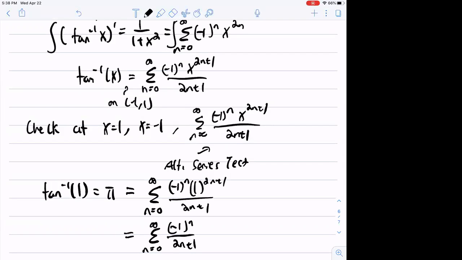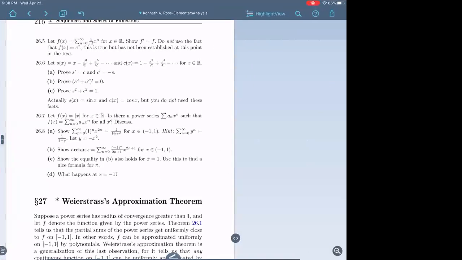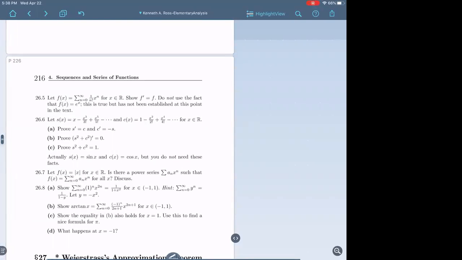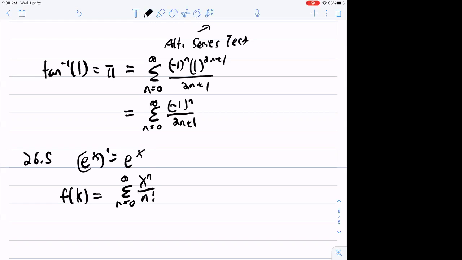Today it's just a lot of calculations, but let's do one more. I think I sort of skipped 26.5. We all know the derivative of e to the x is e to the x. Basically they want you to check it the power series way. If f of x is x to the n over n factorial summed, check that when you take the derivative, it's still the same thing.